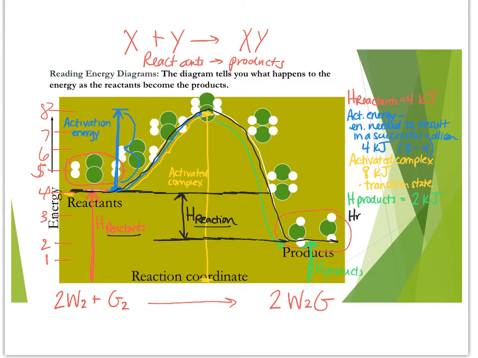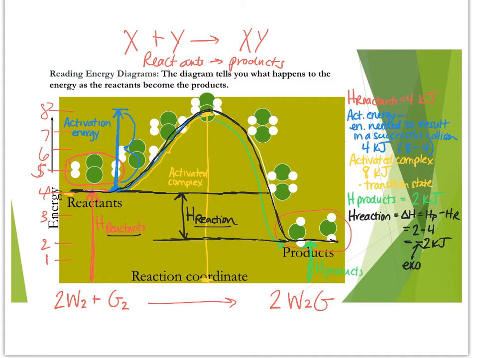So the heat of reaction, that's our delta H, and that's equal to the heat of products minus the heat of reactants. So for this one, heat of products we said was 2, heat of reactants we said was 4. So our delta H is -2 kilojoules. The negative sign tells us that it's exothermic. So this reaction overall gives off energy. Yes, we had to gain energy to begin with to get it to do something, but then overall there's a net loss or releasing of energy. So that's the delta H.